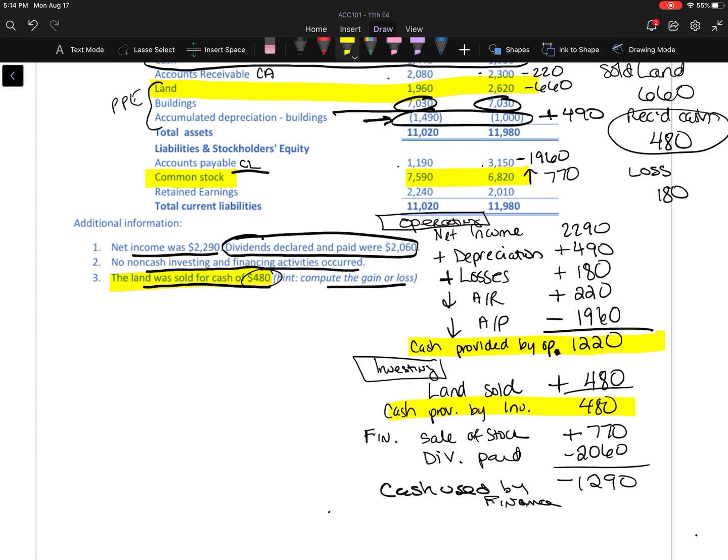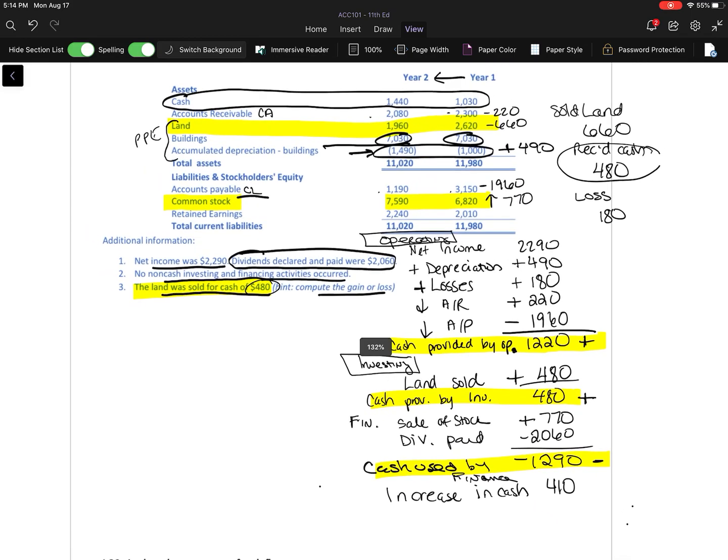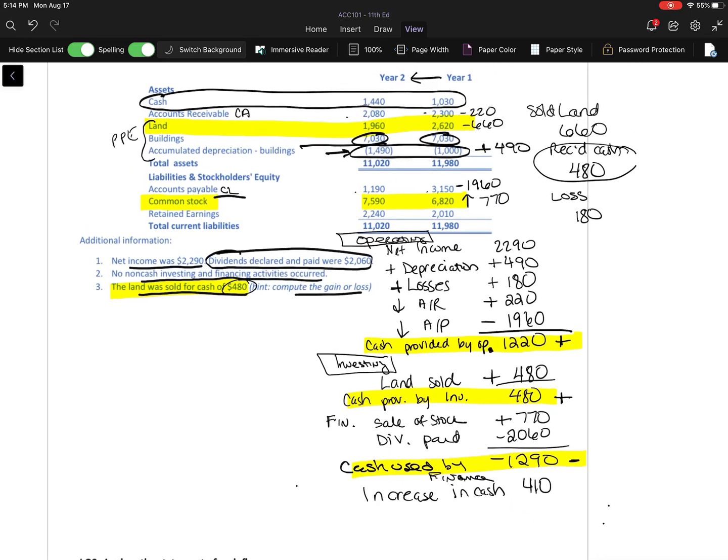All right, and I know this is getting a little messy, but let me just do my subtotals. Operations was $1220, investing is $480, and financing is a negative $1290. So I can add those three amounts up, $1220 plus $480 minus $1290, and I get a change in cash of $410. It's a positive number, so we have an increase in cash.